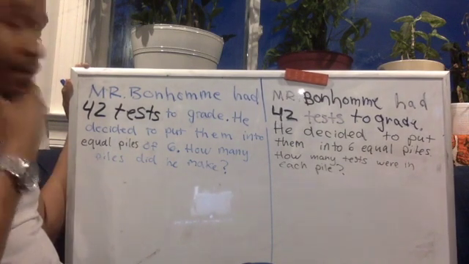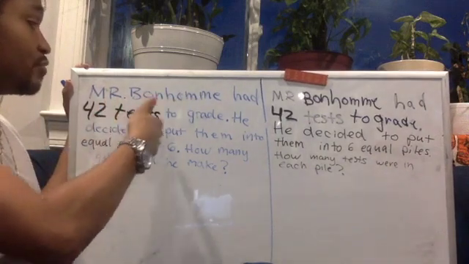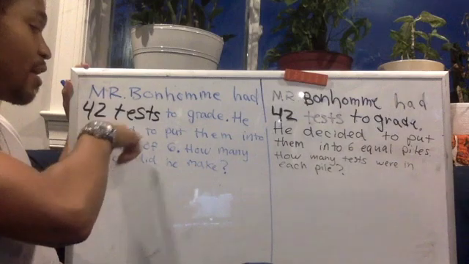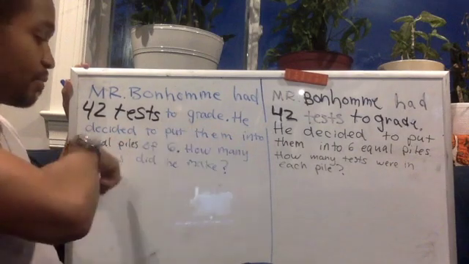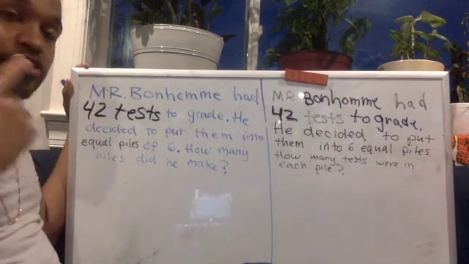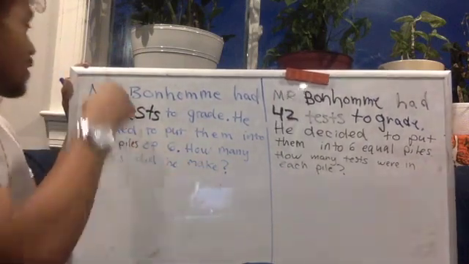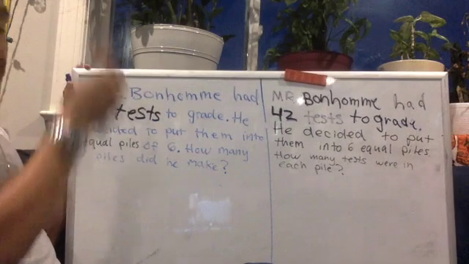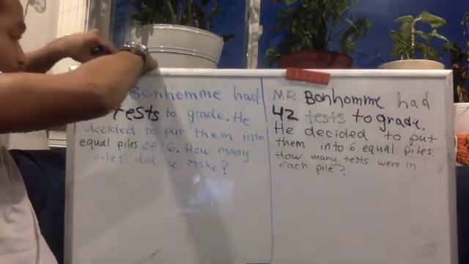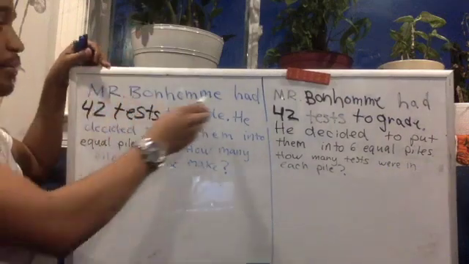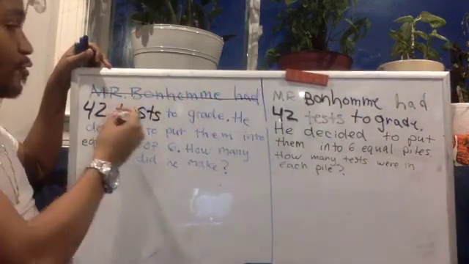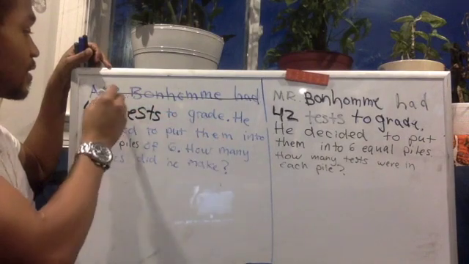Let me read it again. Mr. Bonhomme had 42 tests to grade. He decided to put them into equal piles of 6. How many piles did he make? Now, the second read, I'm going to start circling, or you can underline, some important information, the quantities and the units that are going to help me solve this. Mr. Bonhomme had, that's not really important. I'm just going to cross that out. 42 tests to grade. That's pretty important.